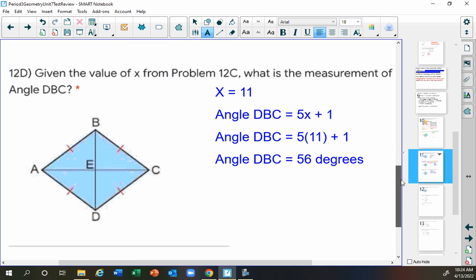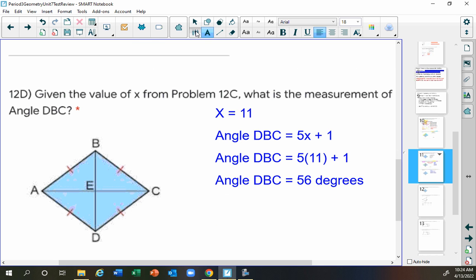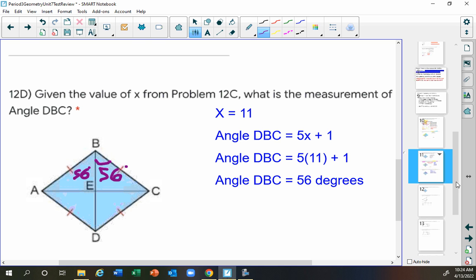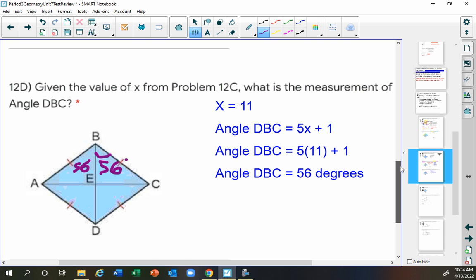So they said angle DBC. So right here, it's 56 degrees. Because I think we're going to need that for the next problem. Well, if we know that this angle right here is 56, what must this angle over here be? Okay, that's also going to be 56. All right, now, I think the next problem. Okay, questions up to this point.